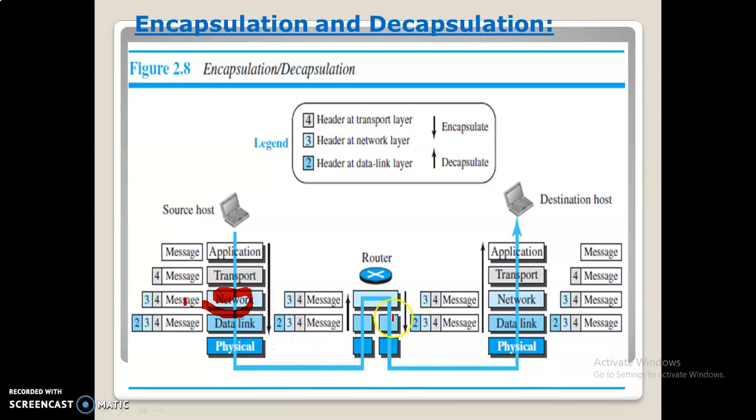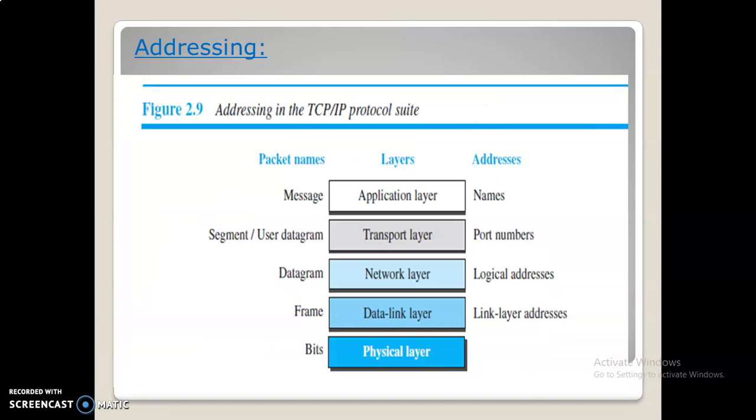Then it reaches the physical layer of the destination machine. Then in the data link layer, the header is removed. It is called decapsulation. The network layer removes the header. It is also called decapsulation. The transport layer removes the header of the message, also called decapsulation. Finally it reaches the application layer and then the destination host. So what is meant by encapsulation? Encapsulation is nothing but adding the header. Decapsulation is nothing but removing the header.